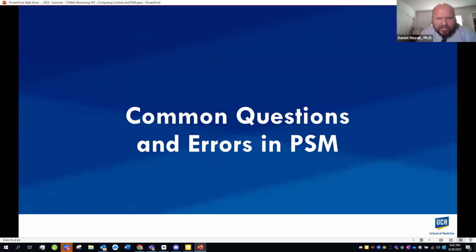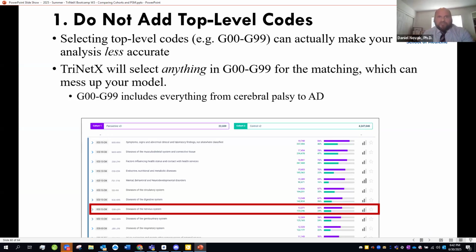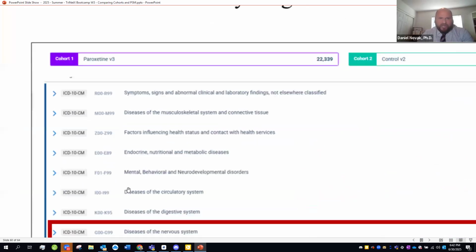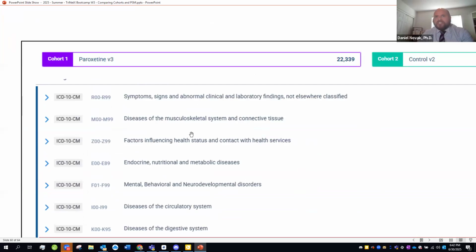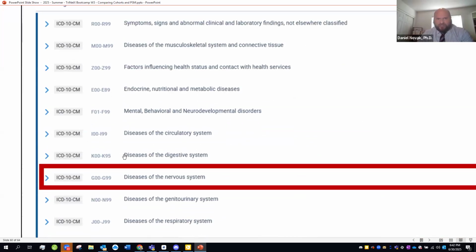I just want to cover a couple of common questions and errors in propensity score matching, because this is really important and central to how we do good quality projects. A lot of people are very tempted to add these top level codes. And what I mean by that is when you first open up your diagnoses options on your propensity score matching, your characteristics menu, you're going to see, oh, look, I can just control in one click for all endocrine diseases or all diseases of the nervous system.